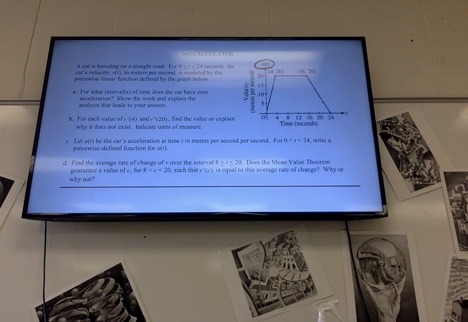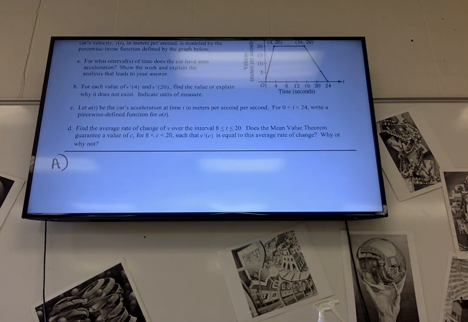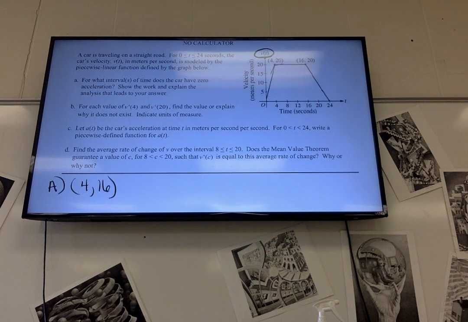All right, A. For what interval or intervals of time does the car have 0 acceleration? Show the work, explain the analysis that leads to your answer. 4 to 16. Yes. I agree. So we would say 4 to 16 is the interval. And it's open. It's not going to include the endpoints because at the endpoints it makes a change there. The slope of v is 0.